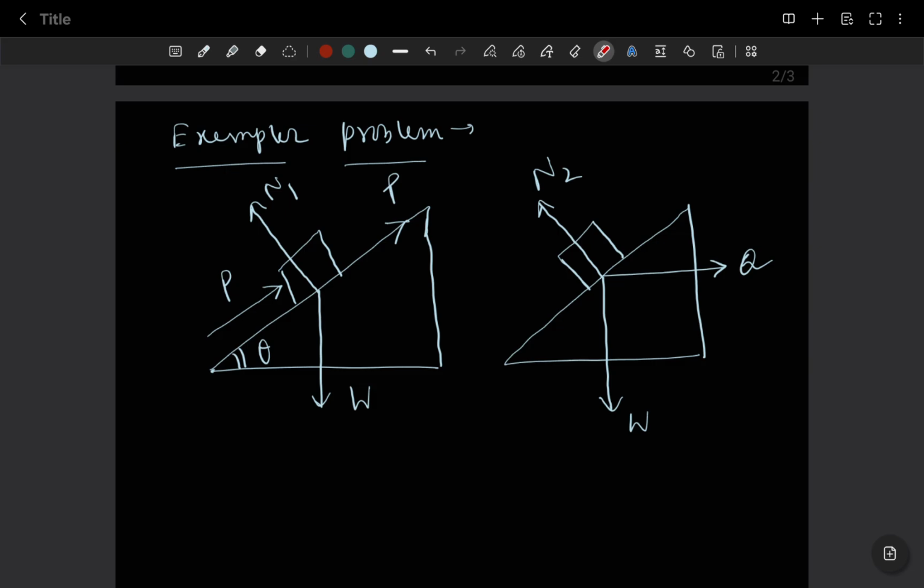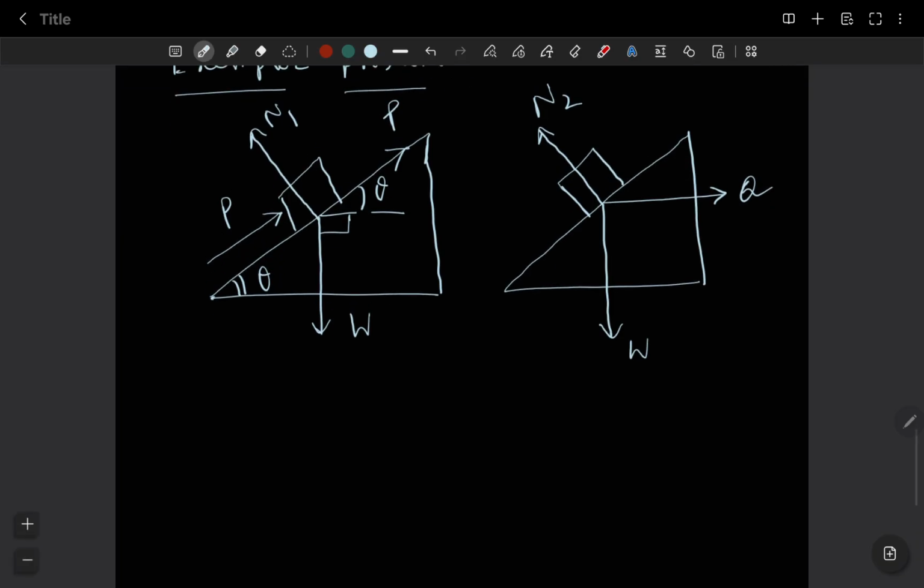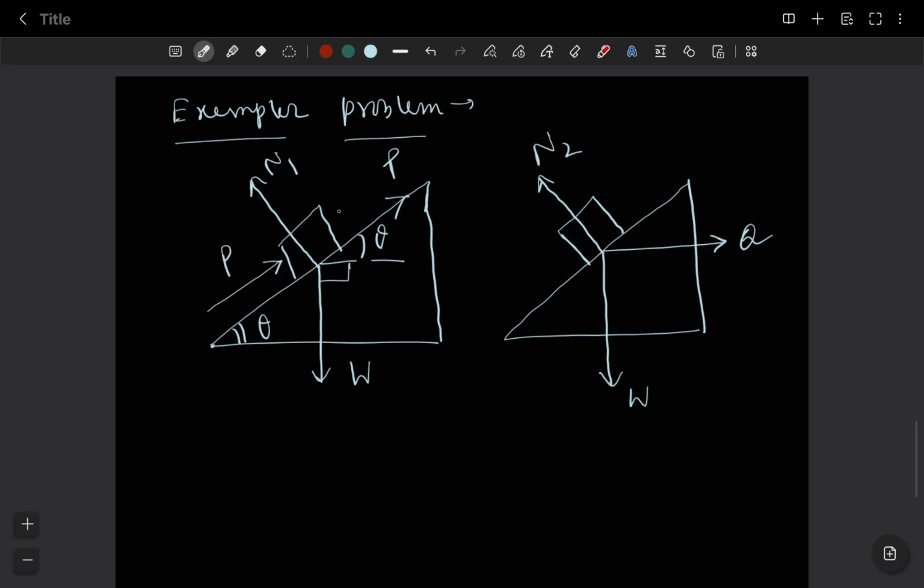So how will we do it? What is the angle between W and P? This angle is 90 and this is theta, so 90 plus theta. So the angle between W and P is 90 plus theta. Now what is the angle between N1 and P? 90 degrees. And what is the angle between N1 and W? This is 90 degrees, and this angle is 90 minus theta.